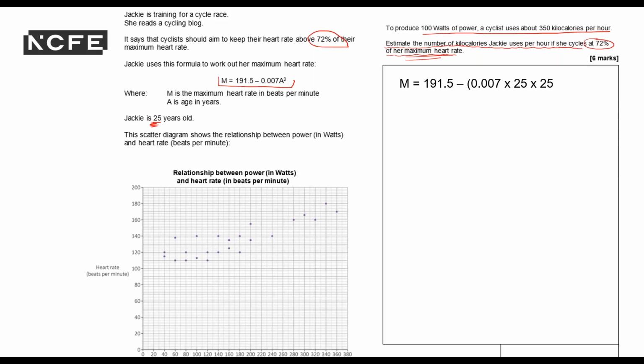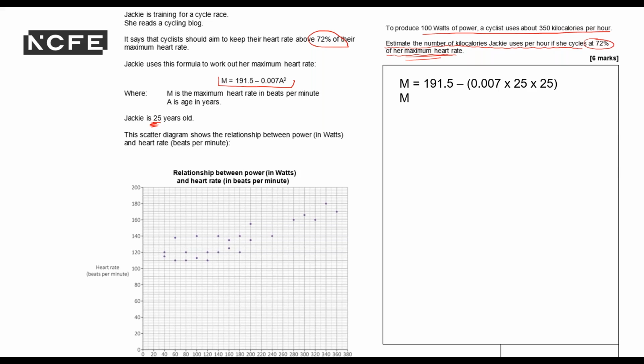Now, what I do know is with multiplication, it doesn't really matter what order you do things. So I'm going to enter into my calculator, before I write anything down, 25 times 25. So 25 squared is 625. I need to multiply that by 0.007 times 7. Okay, and it gives me the answer 4.375.